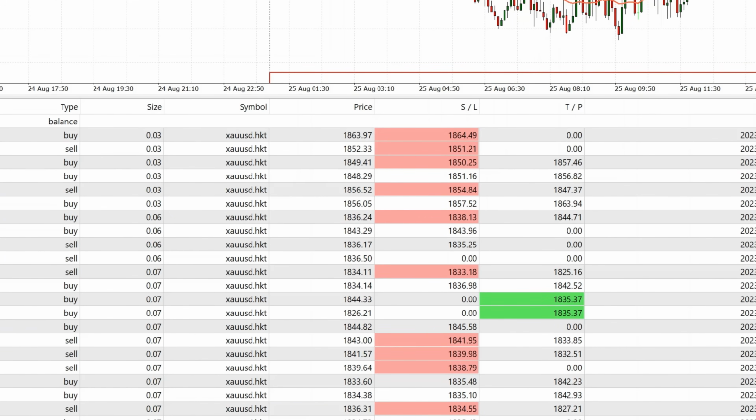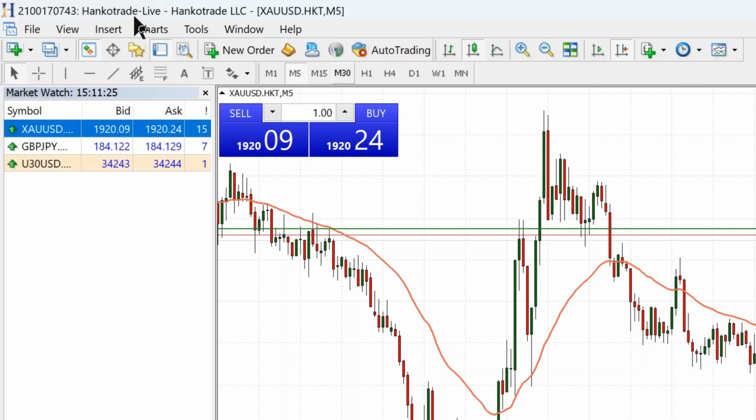As you can see here, this is my trading history. I mainly trade gold, and up here you can see that this is actually a live account.